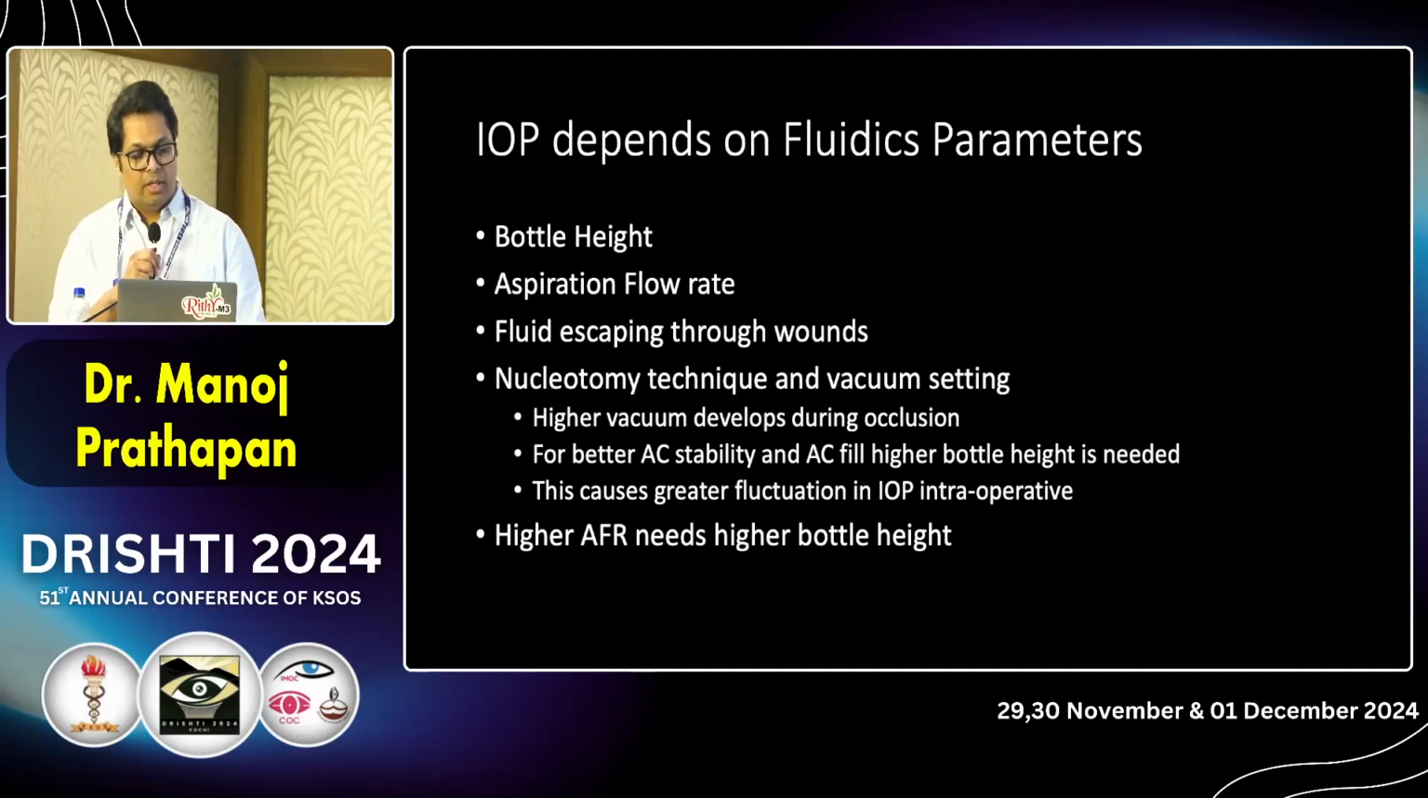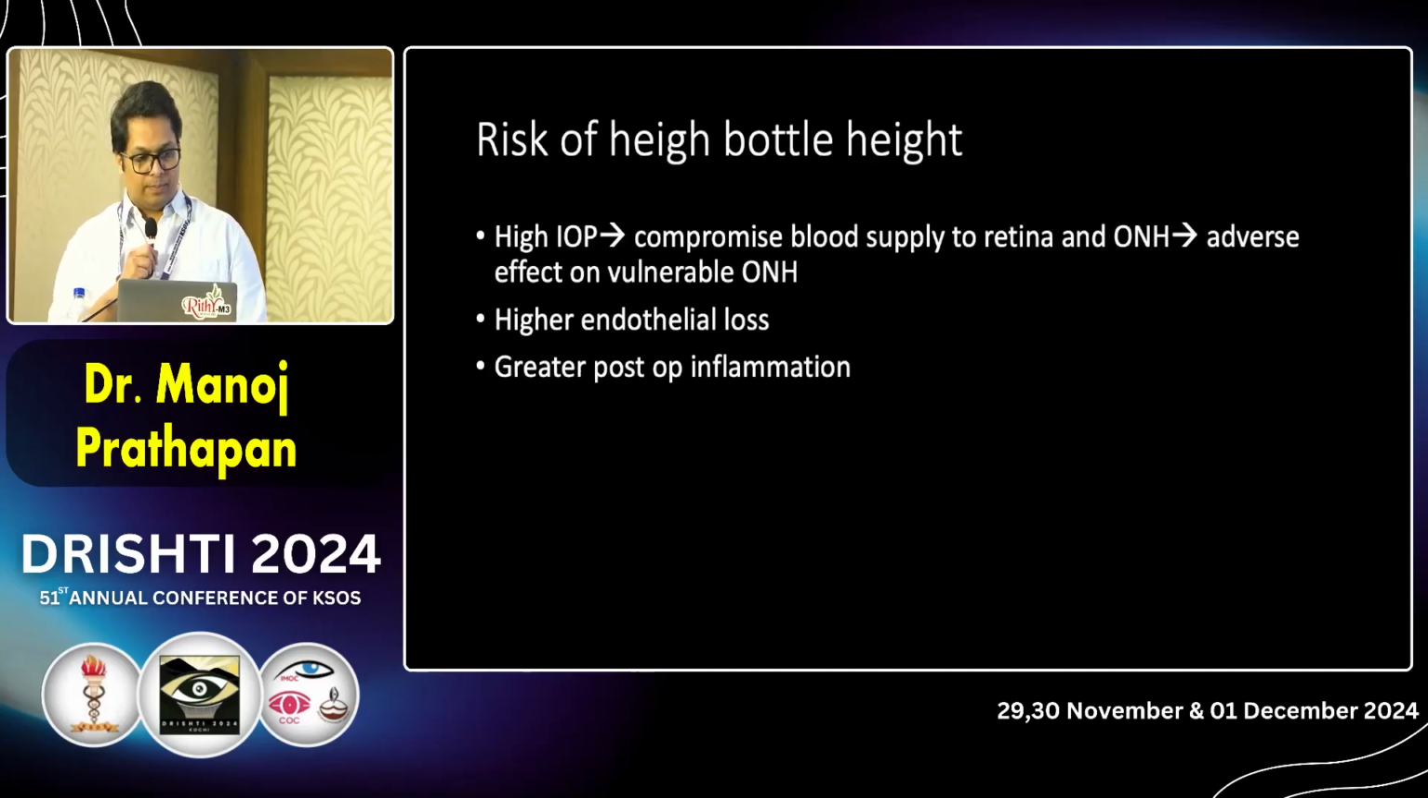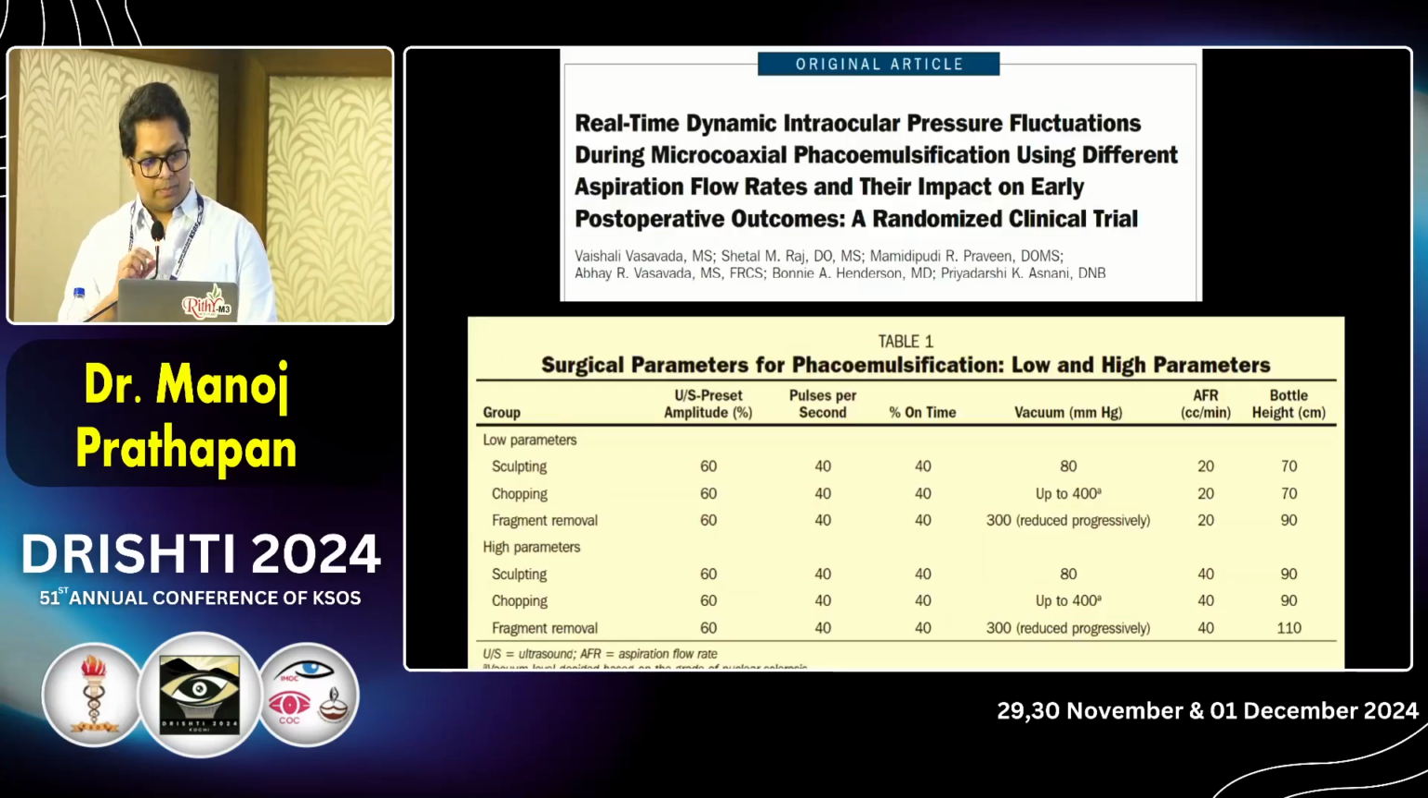This higher AFR needs higher bottle height. So what is the problem with higher bottle height? You have high IOP. This compromises the blood supply to the retina and optic nerve head, and adverse effects are on vulnerable optic nerve heads. There is also higher endothelial loss and greater postoperative inflammation.